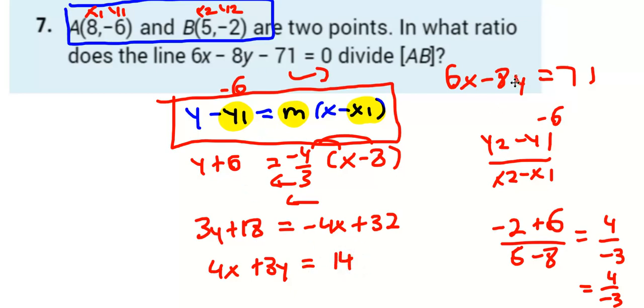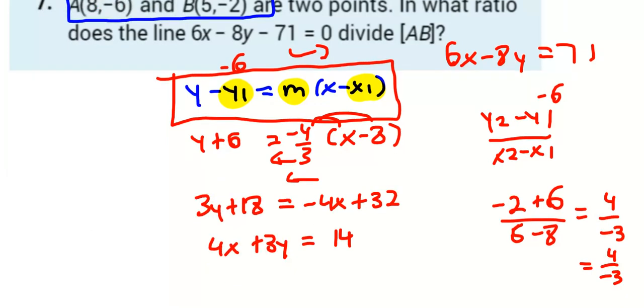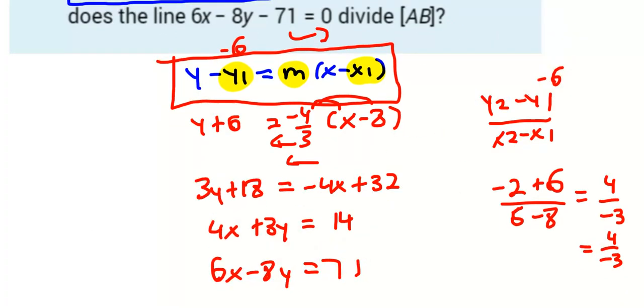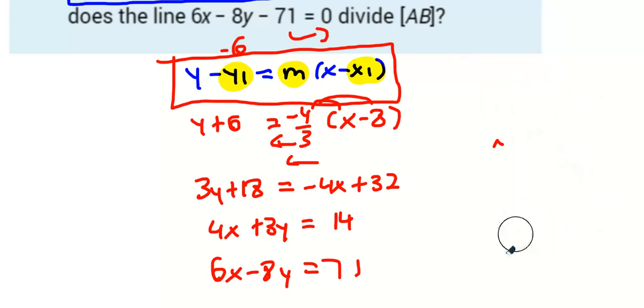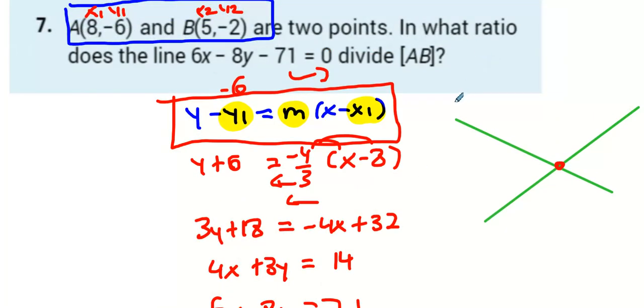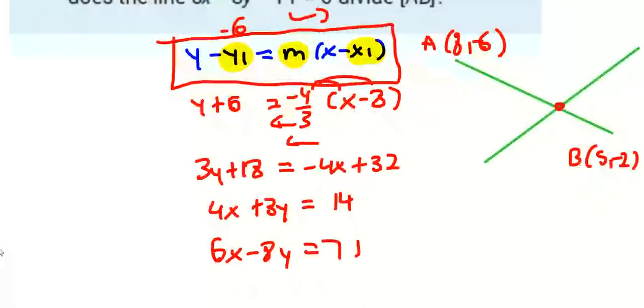Now, I'm going to get this one down here. What do I have now? I have two equations, don't I? And that's what I was looking for. I was looking for where the two lines hit each other. There's AB, and the other line's coming up, and where do they intersect each other? Okay. And A is 8, minus 6, and B is 5, minus 2. All right, let's keep going.